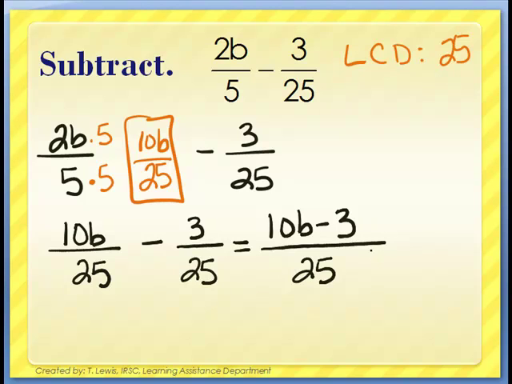We cannot subtract the 10b and the 3 because they are not like terms. We have a variable term of 10b, we have a constant term of negative 3, and a variable term and a constant term would never be like, so we are finished.